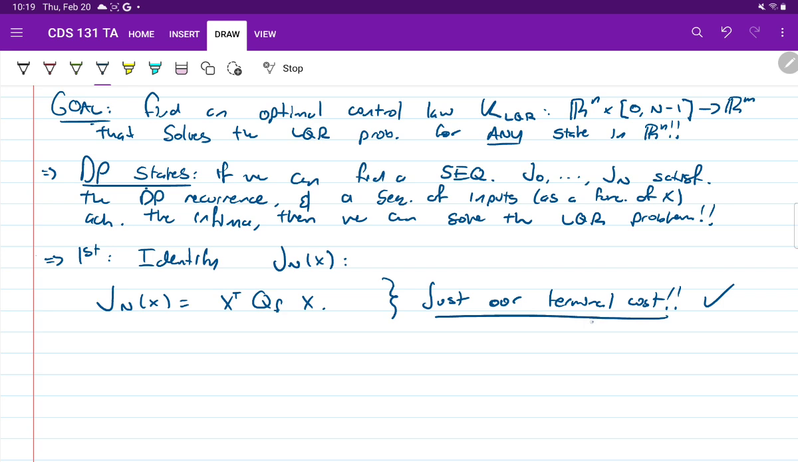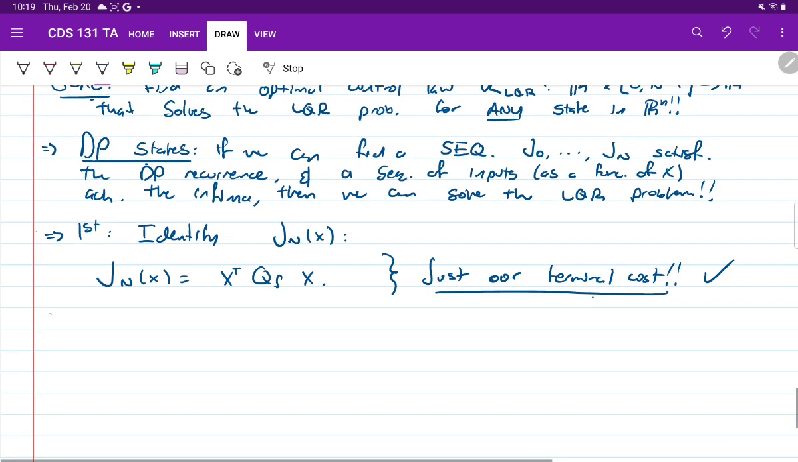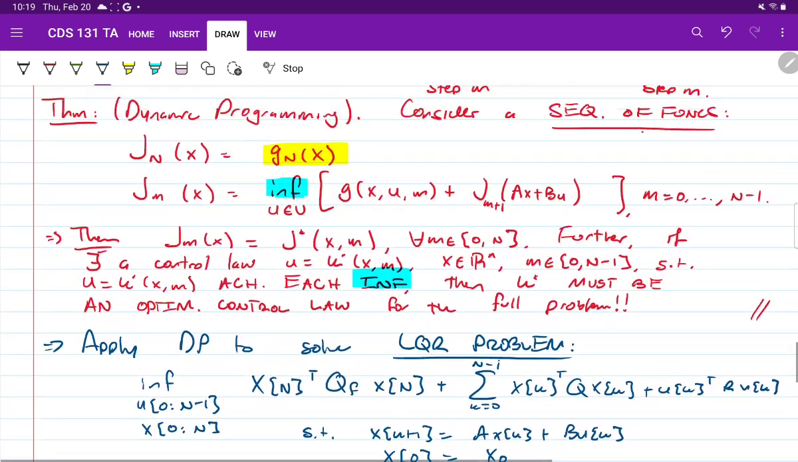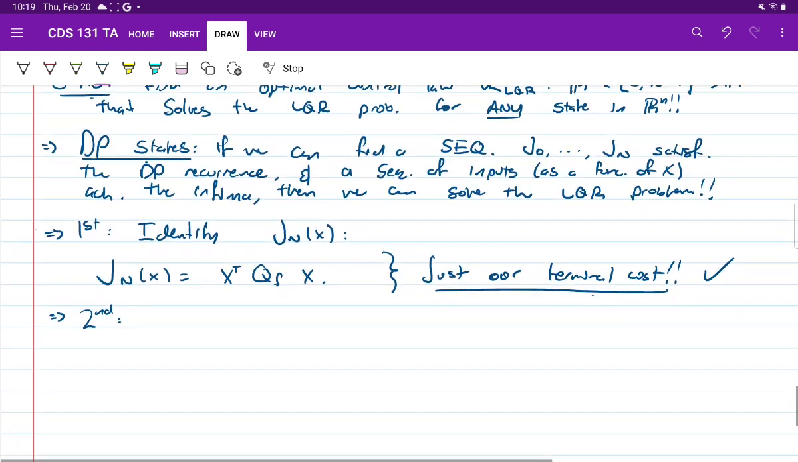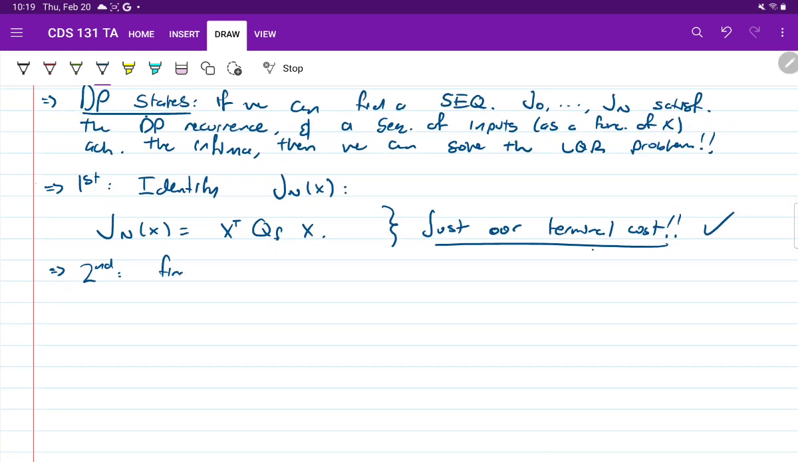All right, great, fantastic. So now what I want to do is go back one step. My dynamic programming theorem states that once I have J_N, I should be able to solve this minimization problem to find J_{N-1}. So I want to find J_{N-1} of x as my second step, and I'm going to find it as an arbitrary function of x because I need to solve it across my entire state space.